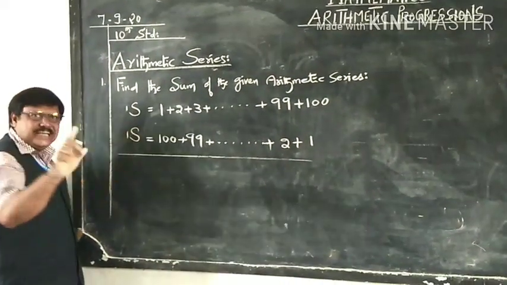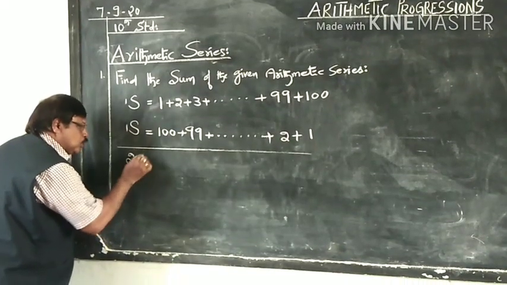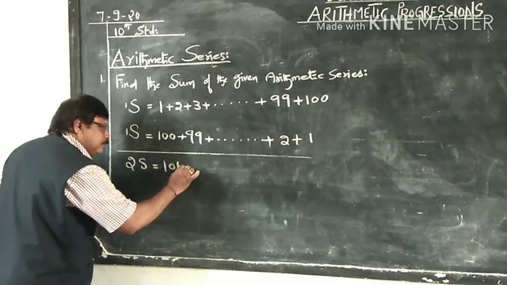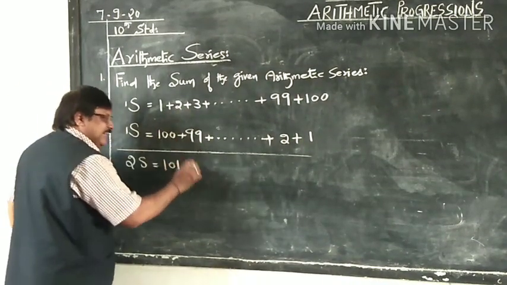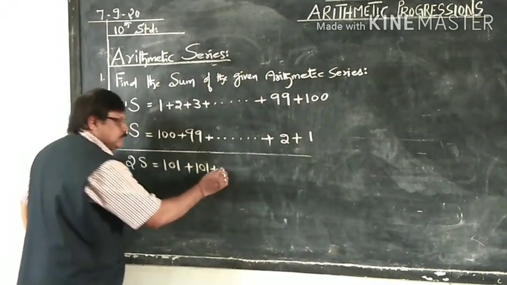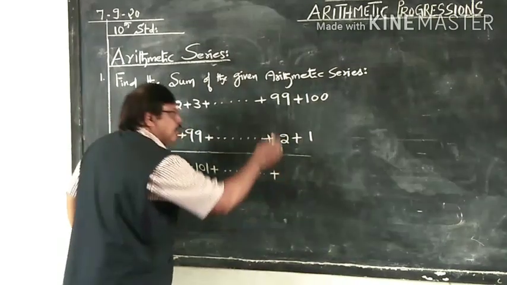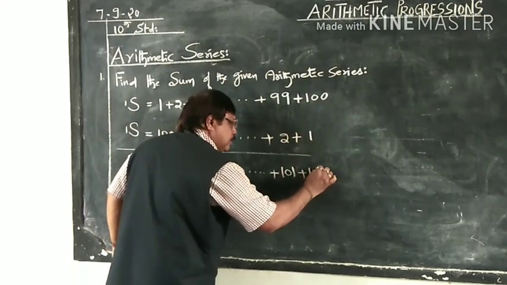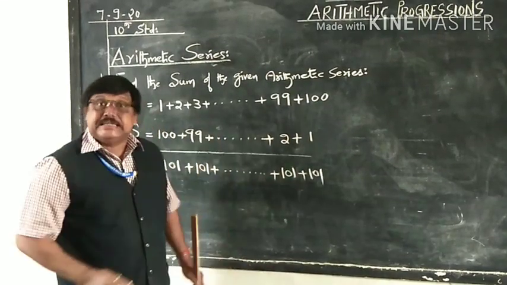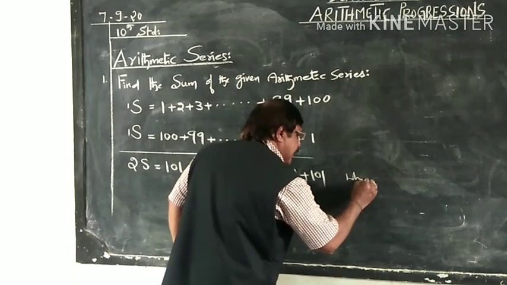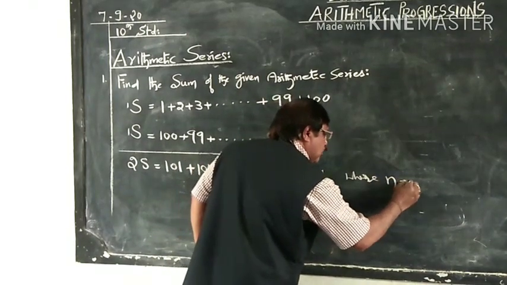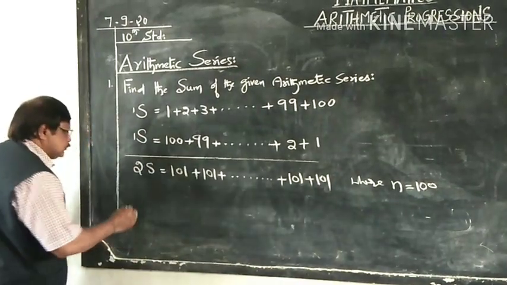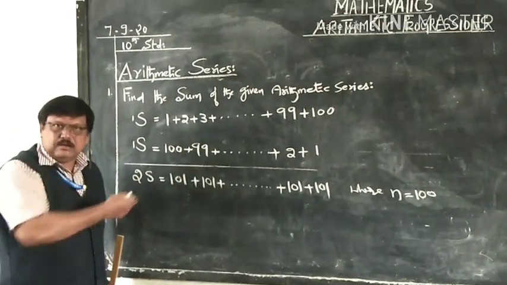Add like terms: 2s. 1 plus 100 is 101. Plus 2 plus 99 is 101. Like this, the last pair is also 101. Plus 101. There are 100 terms, where n is equal to 100. Note that.